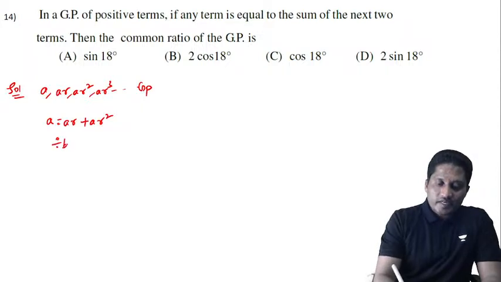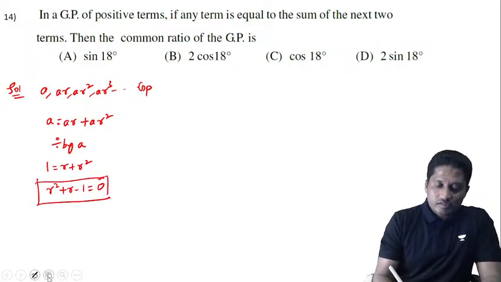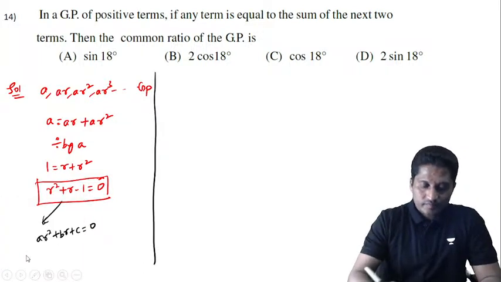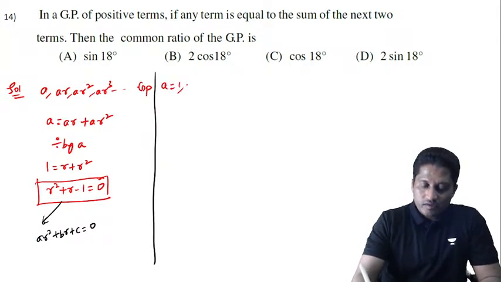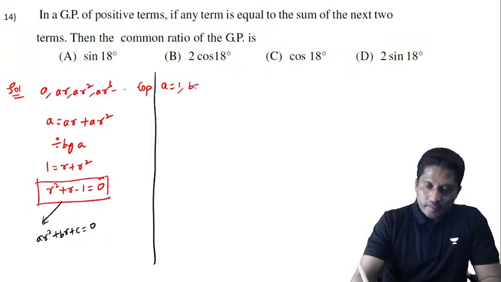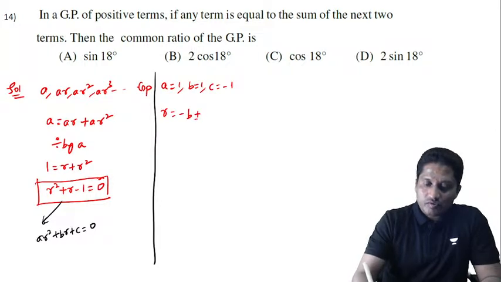If you divide by a, you take a common and cancel, you get 1 is equal to r plus r square. So r square plus r minus 1 equals 0. Now this is of the form ar square plus br plus c is equal to 0. You compare: a is equal to 1, b is equal to 1, c is equal to minus 1.